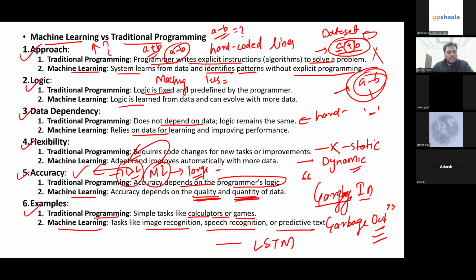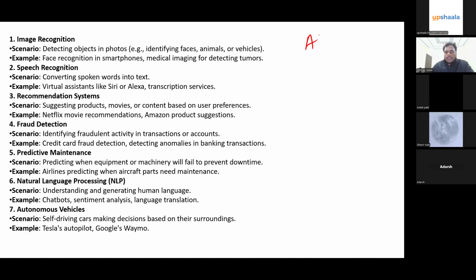Again, there are some applications. We will do some case studies, solve some code, and make some models. Suppose we will make an image recognition model in upcoming classes. We will make a speech recognition model. A recommendation system you can also make on your own. Then we have fraud detection, just like spam and not spam. So this is a kind of fraud detection.